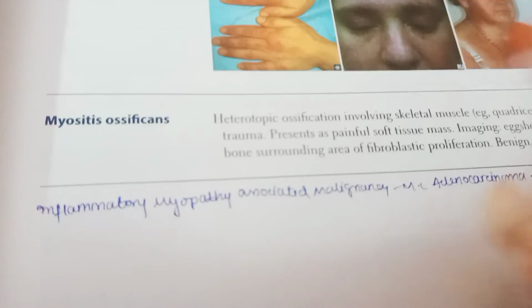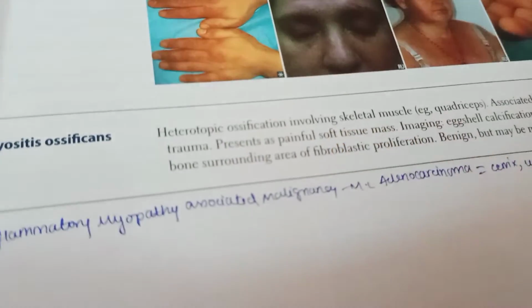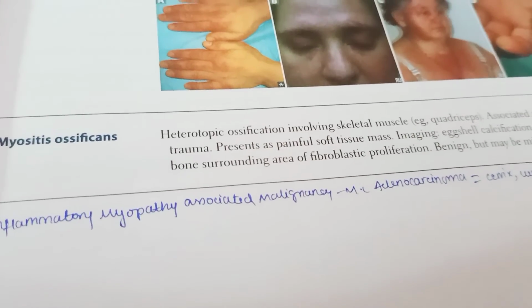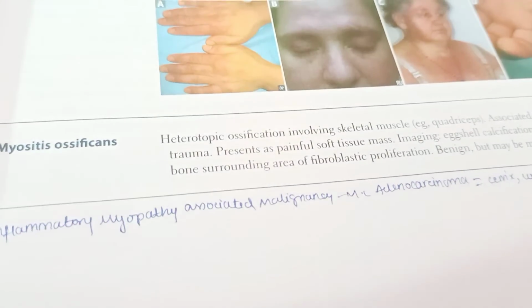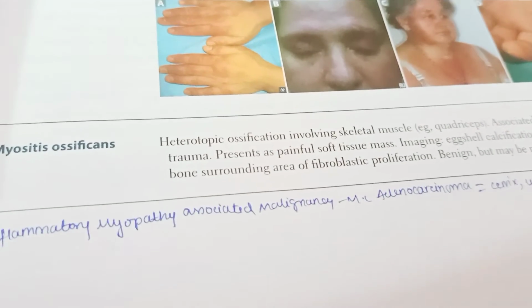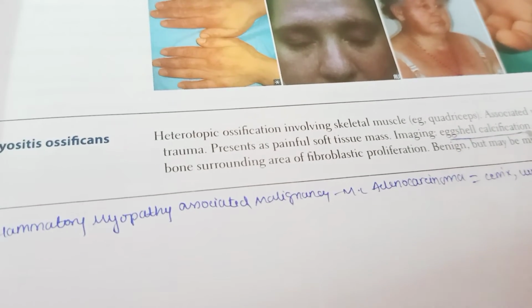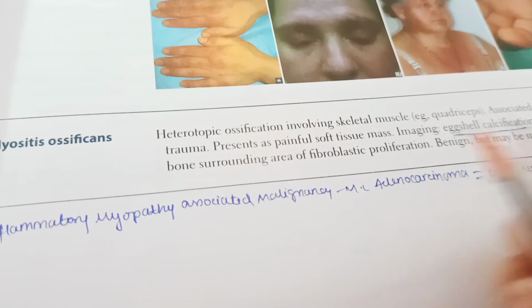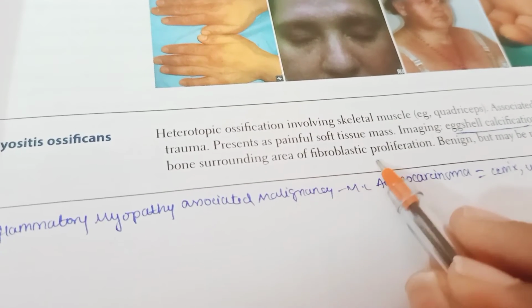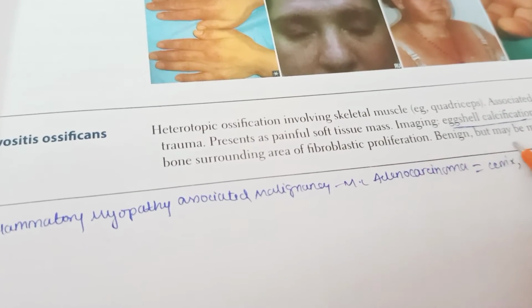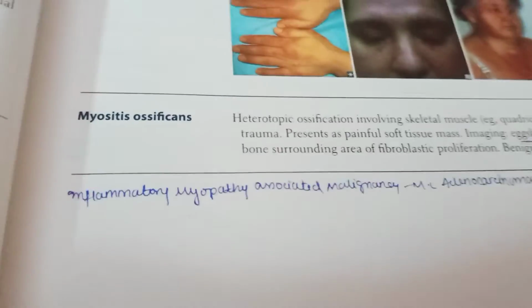Next, coming to myositis ossificans. It is a heterotopic ossification involving skeletal muscle like quadriceps. It is associated with muscle trauma and presents as a painful soft tissue mass. On imaging, you will see especially eggshell calcification. Histology shows metaplastic bone surrounding an area of fibroblastic proliferation. It is benign but may be mistaken for sarcoma.